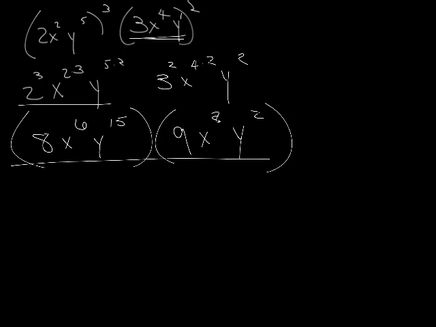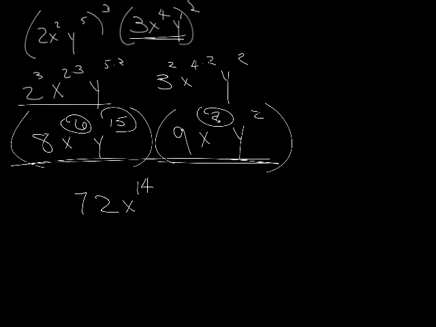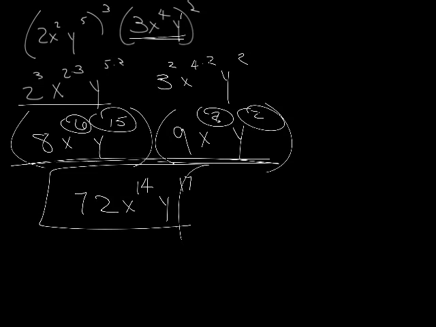Now we're going to multiply these. So 9 times 8 is 72. x to the 6th, x to the 8th is 6 plus 8 is 14. y to the 15 times y squared is going to give me y to the 17. And that is my answer.